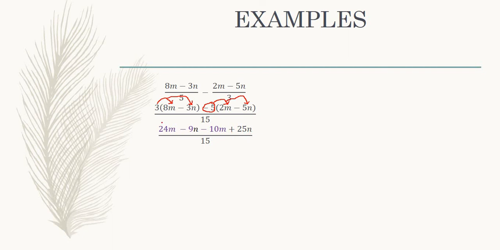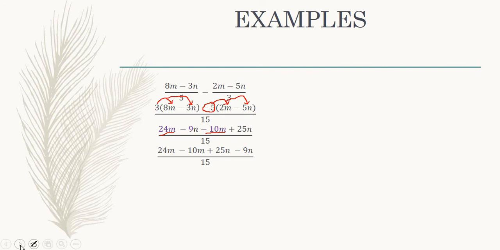At this stage, what are you going to do? You are going to group the like terms, right? So if you note here, we have a term that has m. So that's one like term, and we have a next term here that has m. So we can group the like terms, right? So if we rearrange our numerator, what we will have is 24m minus 10m plus 25n minus 9n.